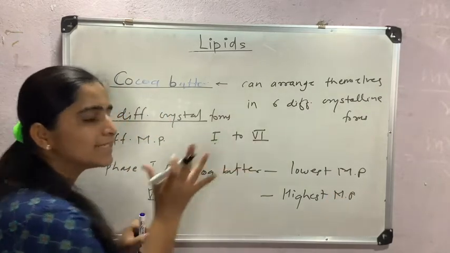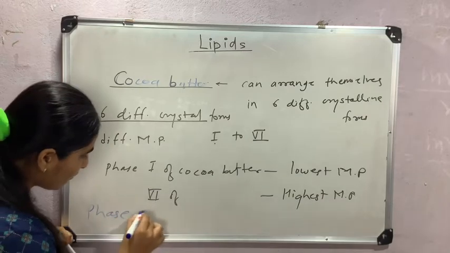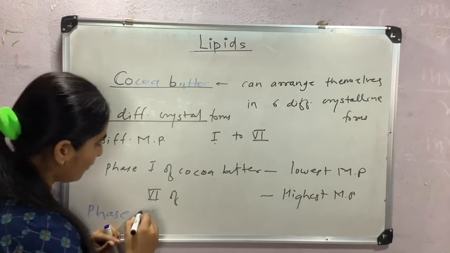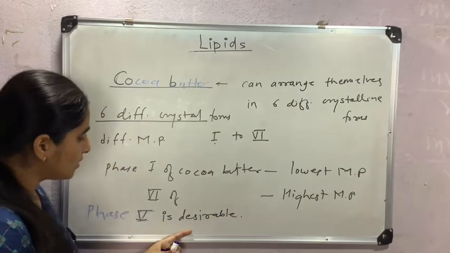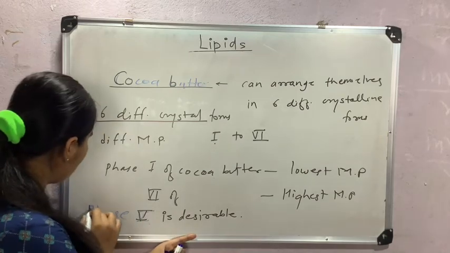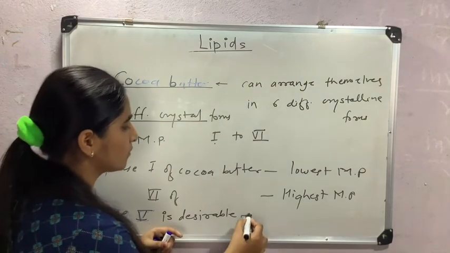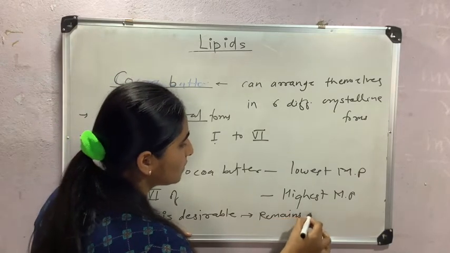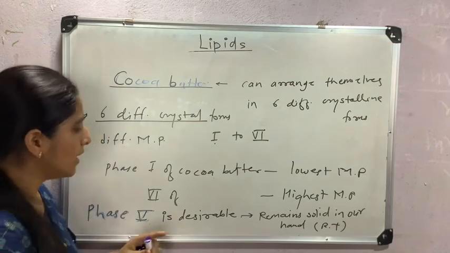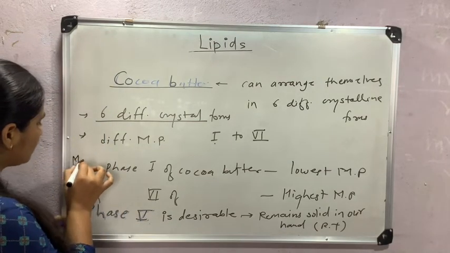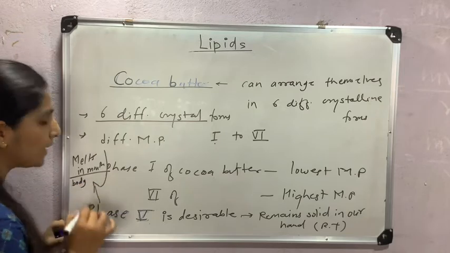And of these 6 phases of cocoa butter, remember phase 5. Phase 5 is very much desirable because this phase 5 cocoa butter remains solid in our hand, or we can say at room temperature, and melts in our mouth, that is, it melts at body temperature.